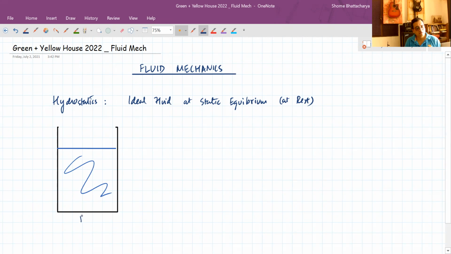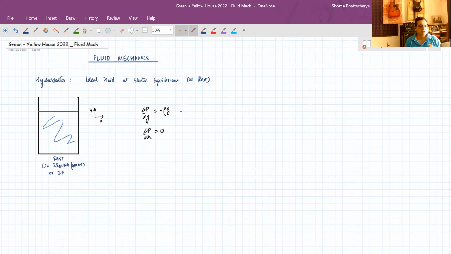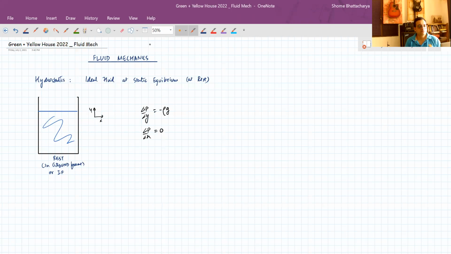So this is at rest in ground frame or in an inertial frame. Then we have a vertical pressure gradient of minus rho g and a horizontal pressure gradient of 0. And we had seen the derivation of this and understood that this acts because of gravity.